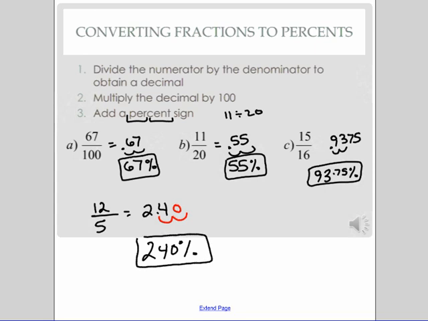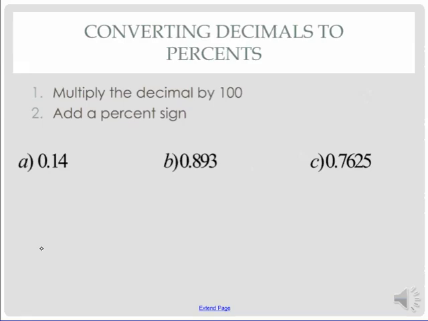Yes, it is okay to have a number larger than 100. Okay? So just keep that in mind. I just wanted to do one of those because sometimes those slip through and people don't realize that you can have percentages larger than 100. You always got to move the decimal 2 places to the right when you're converting a decimal to a percent.